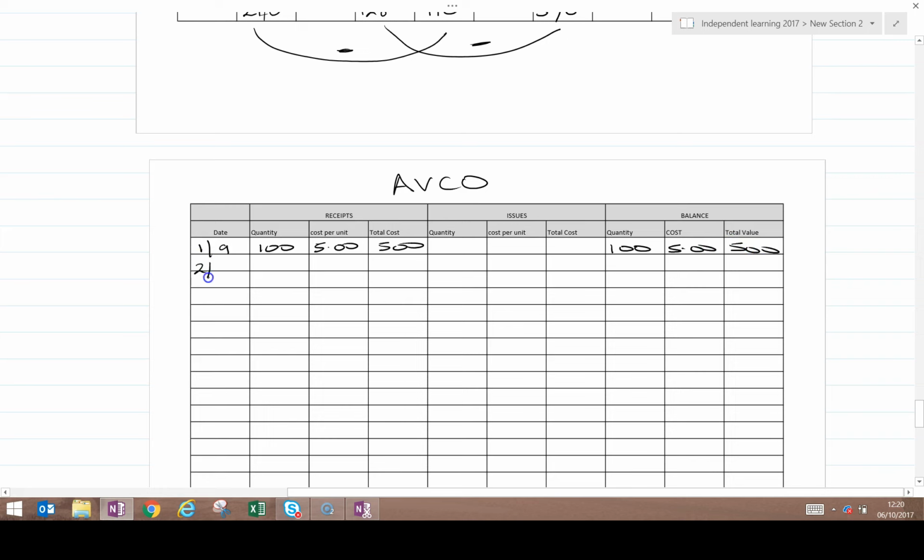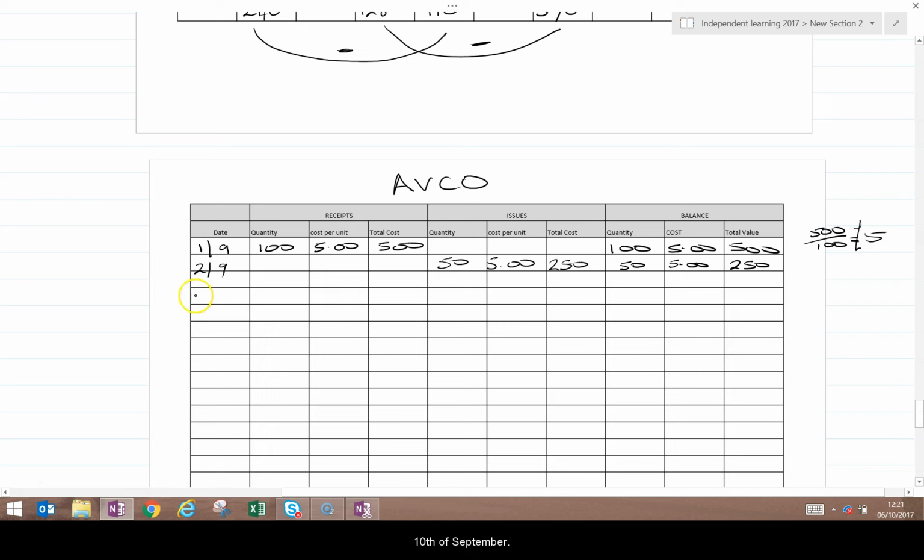2nd of September, we issue 50. Now we issue at the average cost. So the average cost is the total value divided by the total quantity, which in this one we can see 500 divided by 100 is £5. So we're issuing them at £5. So that's £250. So that leaves us 50 in stock at £5, which is £250.